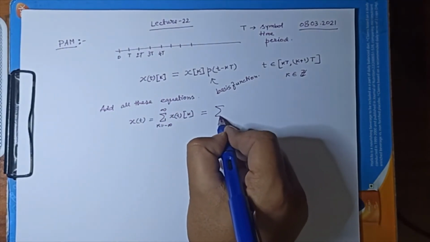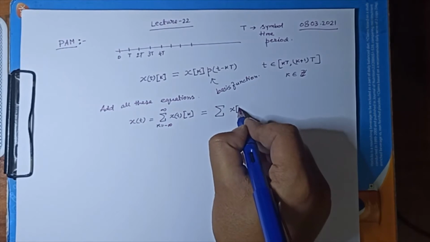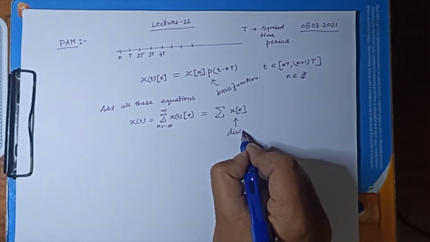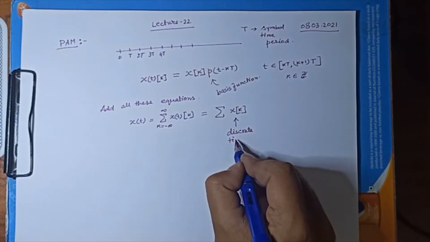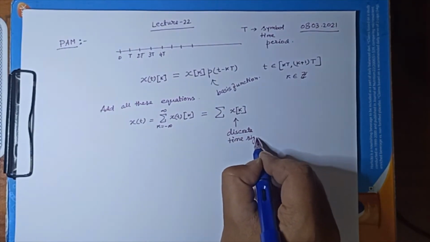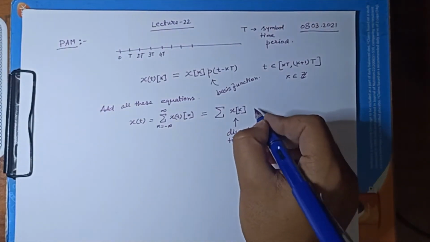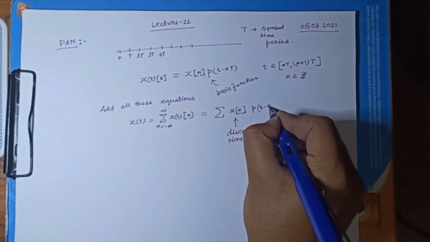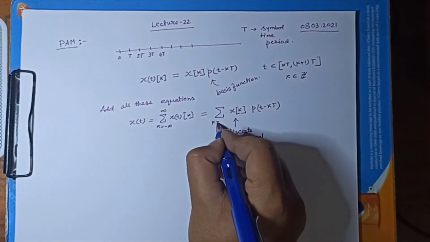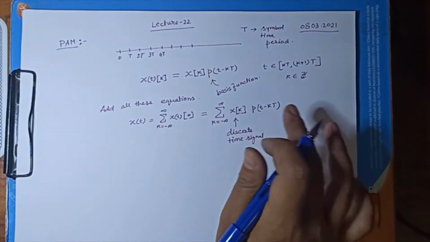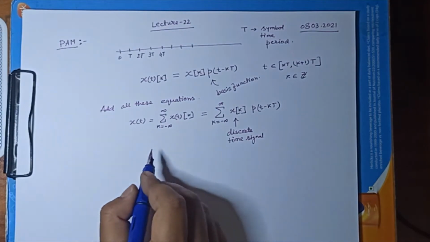Which is essentially equal to x_k. This is the discrete time signal, isn't it? That is after the map. So from the bit stream you are mapping to x_k in the kth time interval, p(t minus kT), k is equal to minus infinity to infinity. So I can visualize like this. Now this equation is basically a convolution equation, isn't it? So you can think of that.